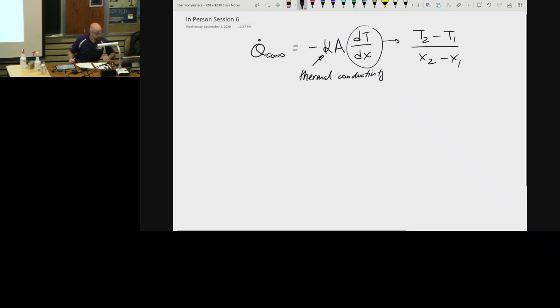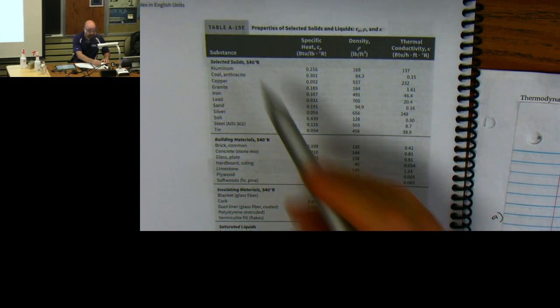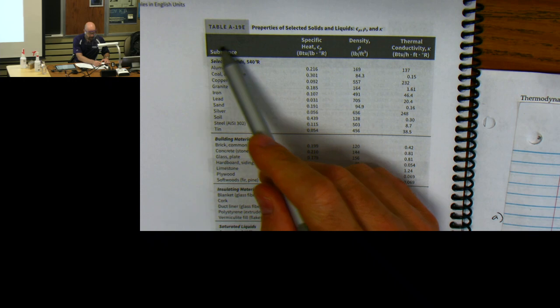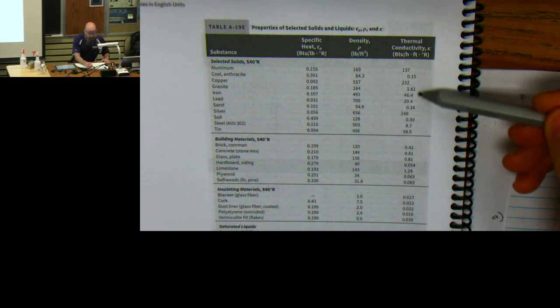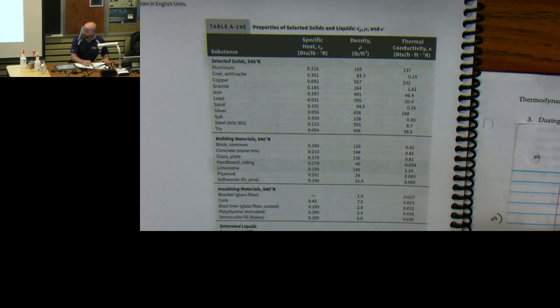So if I go to my table A19, E or otherwise, is going to be the table of all the substances, and it's going to have the thermal conductivity listed down in this chart. Okay, that's provided for you. You can look this up. It's a property of the material. It doesn't change. Okay, so we need to know that. We need to know where they are.